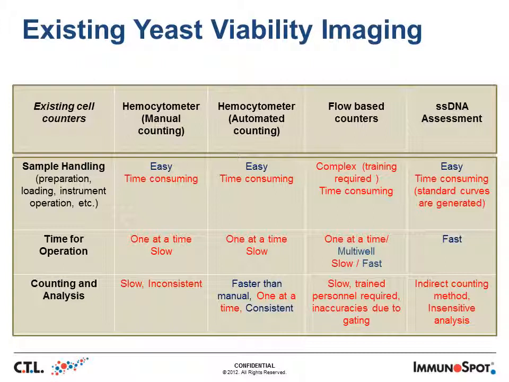When computing hundreds of samples, this can add up. The flow-based counting system, on the other hand, is complex. It requires trained personnel to carry out the operations, and it needs constant maintenance. And of course, with the single-stranded DNA detection in the supernatant, it is easy to perform, but is indirect, inconsistent, and oftentimes it detects other nucleic acid components as well.